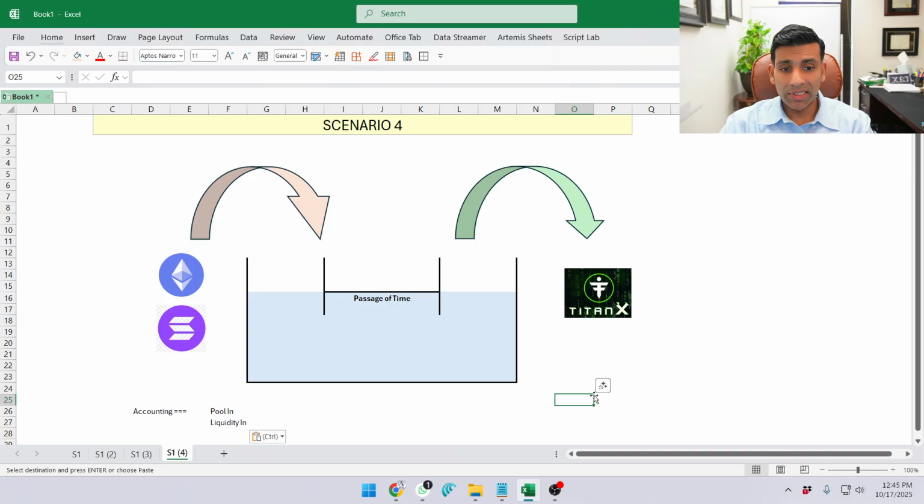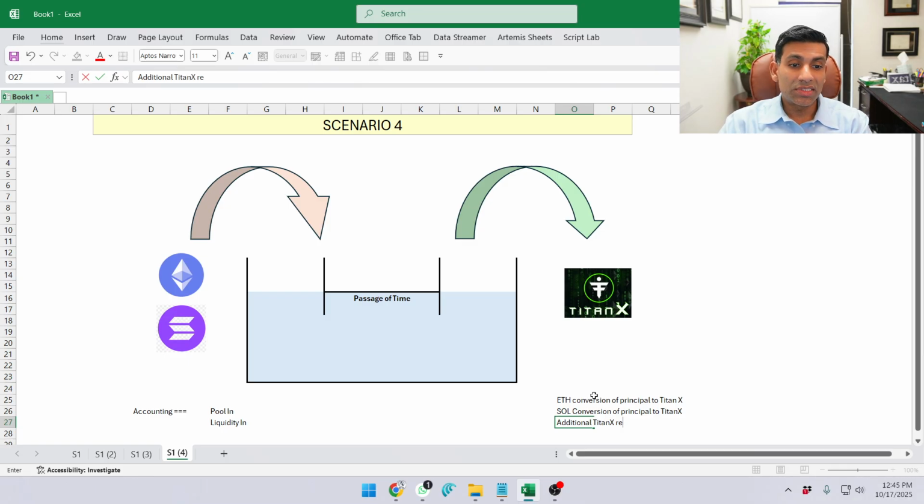So first you have the Ethereum conversion of principal to TitanX. Then you have the Solana conversion of principal to TitanX. Then you have the additional TitanX received as income. So you need to factor for all 3 of these because they have now forcefully converted this crypto for you.